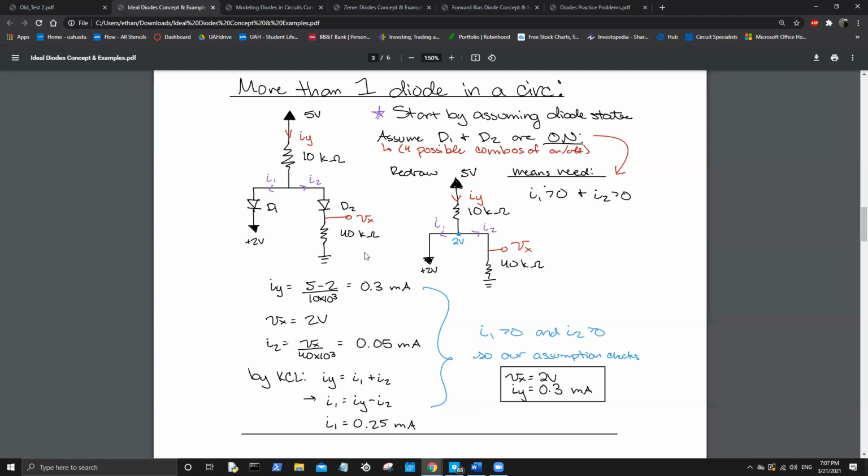Knowing that, we can calculate the current of IY, which is the branch current of the mainline supply over here, which is a voltage drop of 3 volts. Because that's what she gave us with this data right here, the plus 2 volts. And then you can find I2 by just doing 2 divided by 40k ohms. Yeah, and you can do I2, and then you can solve I1 through that. Okay, that's not bad.